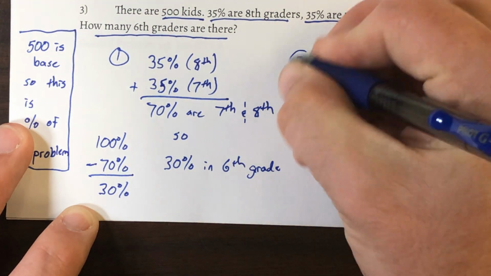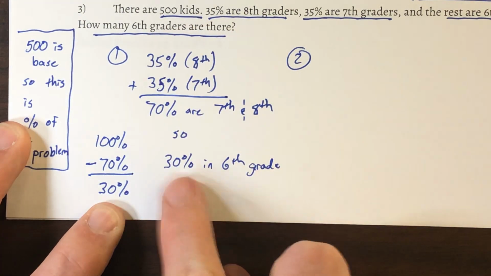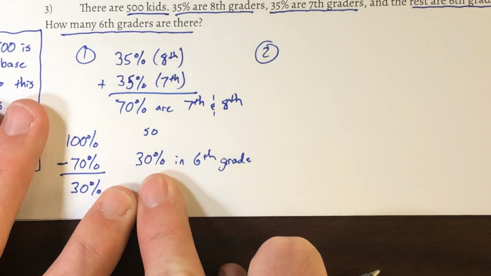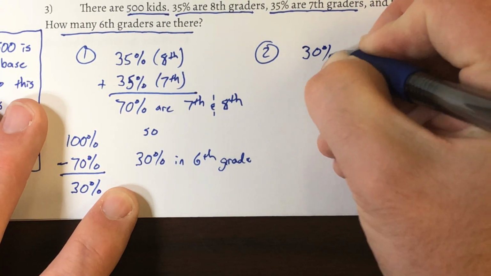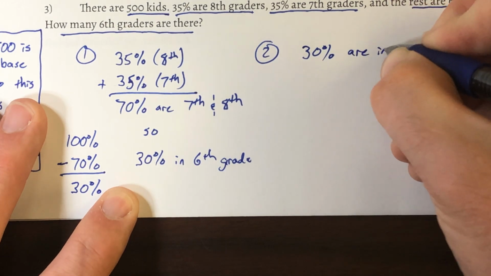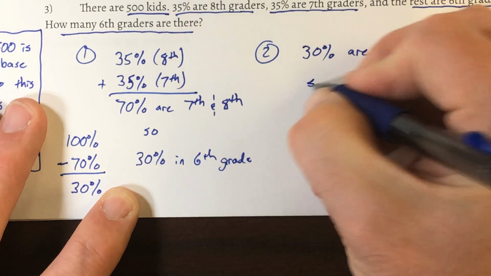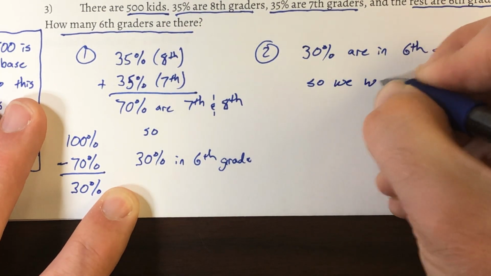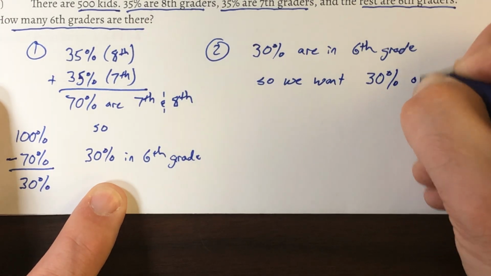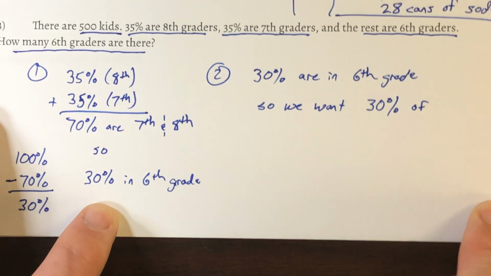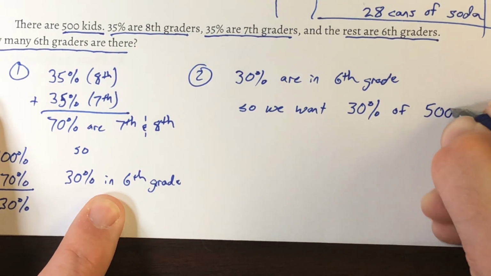So step 2, because 30% are in 6th grade and I want 6th graders, I'm going to use that percent to formulate my problem. So our problem is, we know 30% are in 6th grade. So we want 30% of, what's the base? What's everyone? Everyone is 500. So we want 30% of 500 kids.